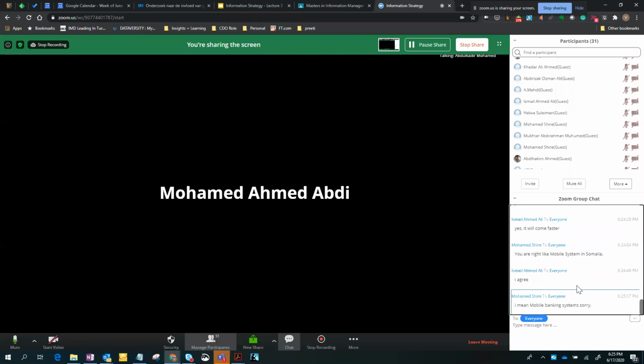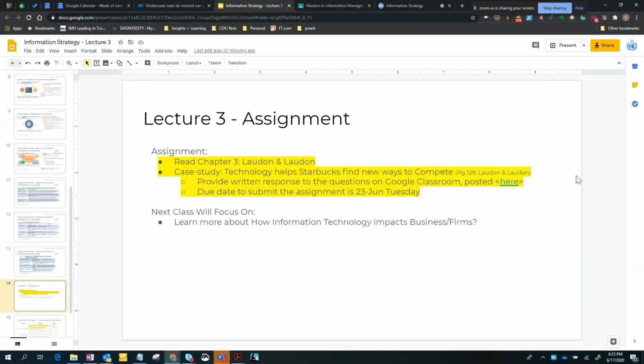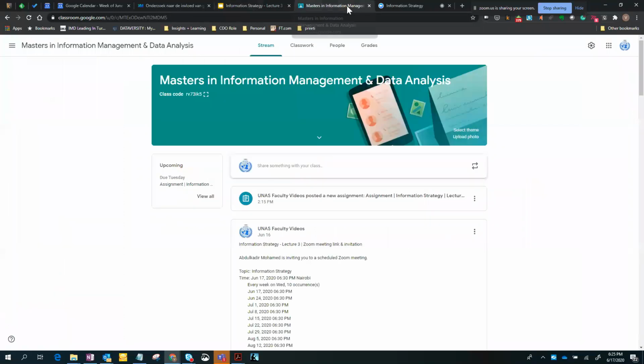So anyway, let me come back to the case study. Starbucks is a company that sells coffee, but it is one of the most successful companies that sells coffee, so it's not just any company. This case study is about how technology helps Starbucks find new ways to compete, meaning to win market share.